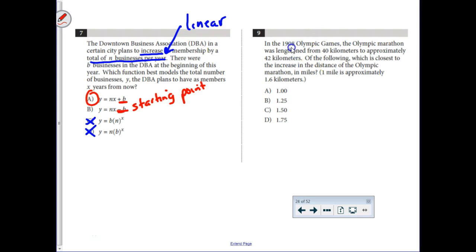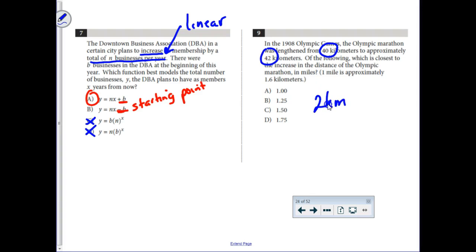In the 1908 Olympic Games, the Olympic marathon was lengthened from 40 kilometers to approximately 42 kilometers. Of the following, which is the closest to the increase in miles? Now, they're not going to try to trick you on this one, so it's all right. They don't just want you to convert to miles or anything. It's the difference, right? So what is the difference in kilometers? Let's just start there. 2.